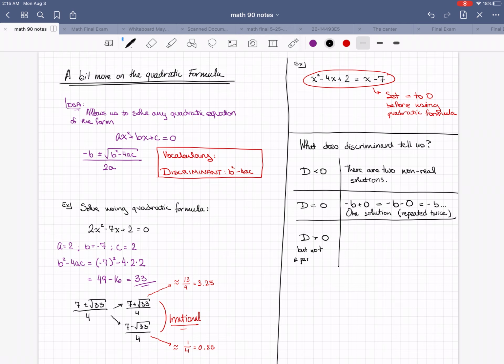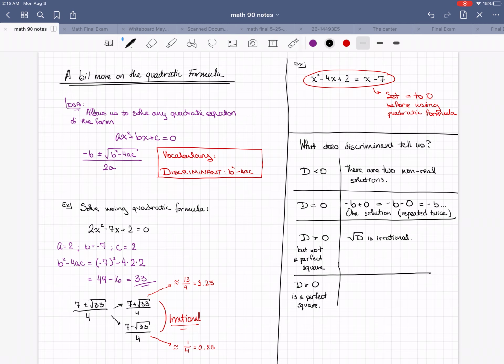The discriminant is positive, but not a perfect square. And then the final one, in some sense the most nice, the one we like the best, is that the discriminant is a positive perfect square. If the discriminant is positive but not a perfect square, then the square root of the discriminant is irrational. So this is a lot like what we had in our example that we worked out.